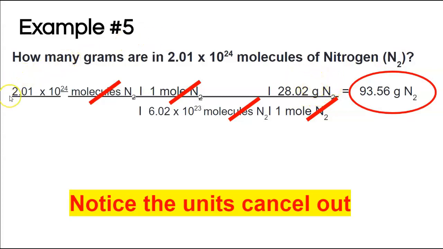Open parentheses, 2.01, second function EE24, times 28.02. Close your parentheses. Open a new set for the bottom, so divided by new parentheses, 6.02, second function EE23, close parentheses, equals. You should get 93.56.